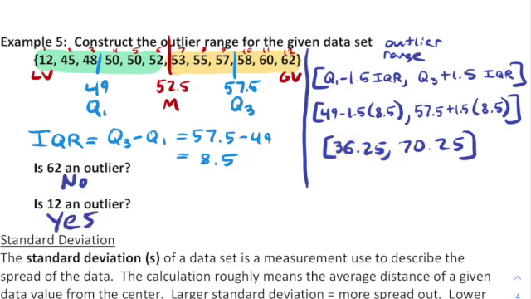It can be very important to know whether or not a number is an outlier when we're considering our data set, and this range gives us that ability.